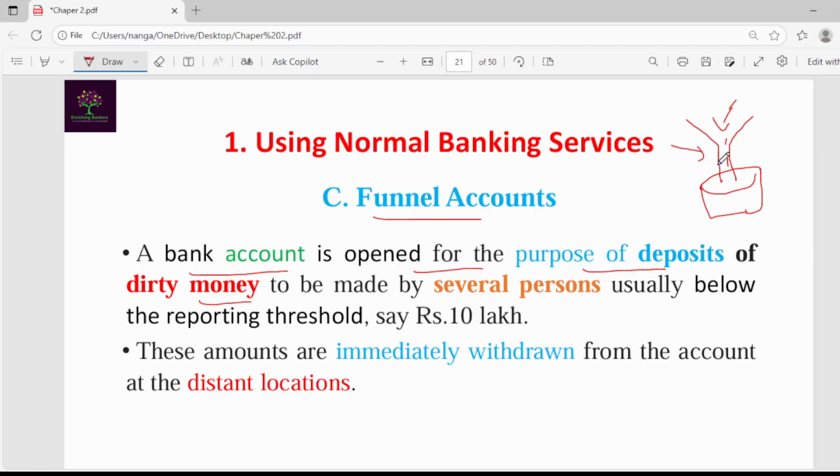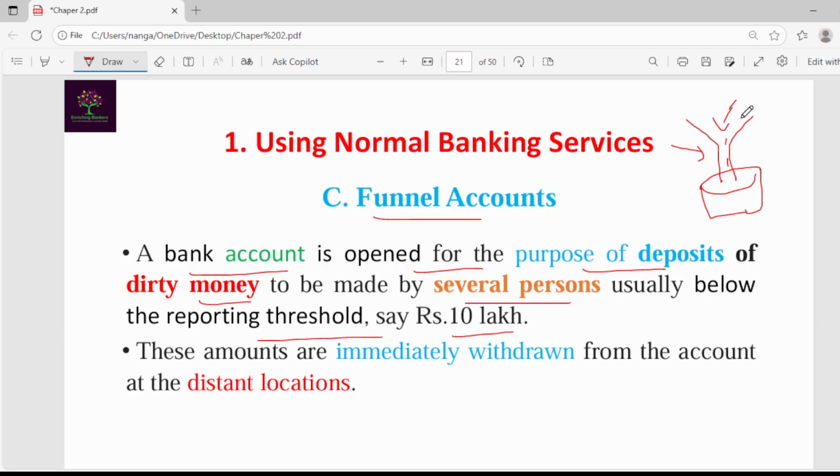The purpose of that funnel account is to collect the dirty money and direct that dirty money into wherever they want. So here, several persons made deposits into this account below the reporting threshold, that is 10 lakh rupees.